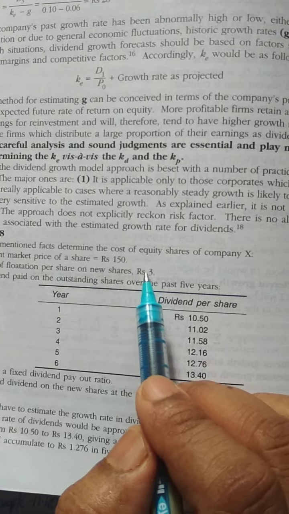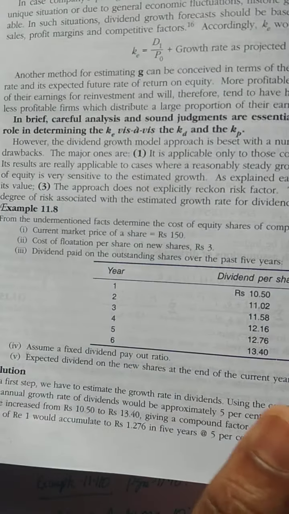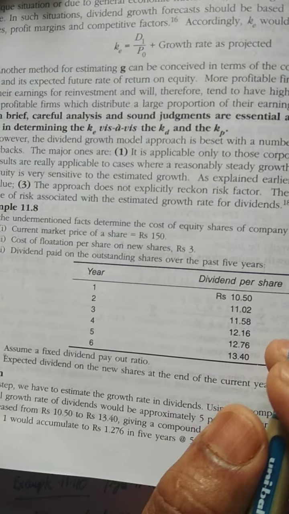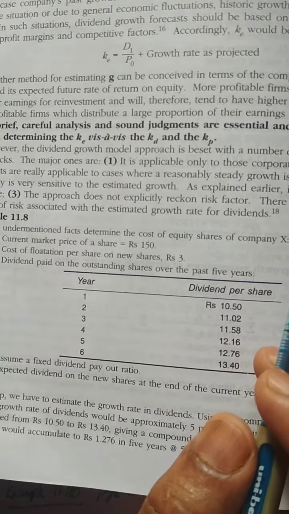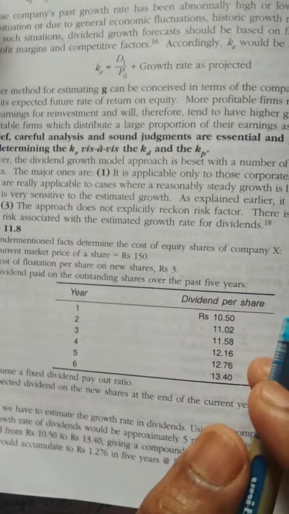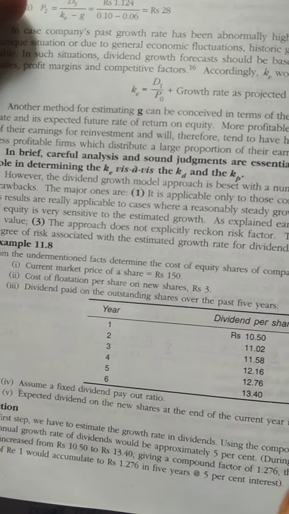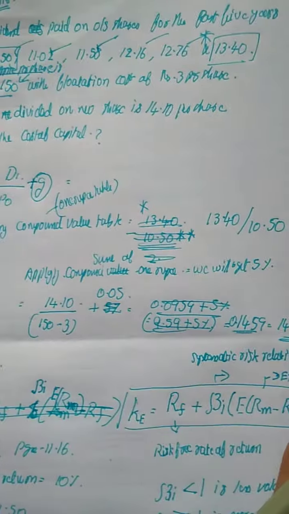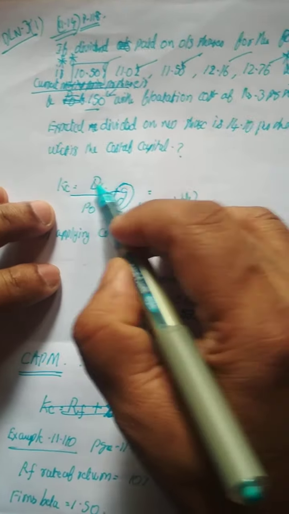Here some new information is there, that is flotation cost. Flotation cost is the cost involved in the issuance of shares. There will be brokerage charges, issue related charges, stamp duty, registration and other charges for the issuance of shares. It is called flotation cost, the preliminary expenses involved in the flotation of shares. Here we are also going to do the problem under the dividend growth model.